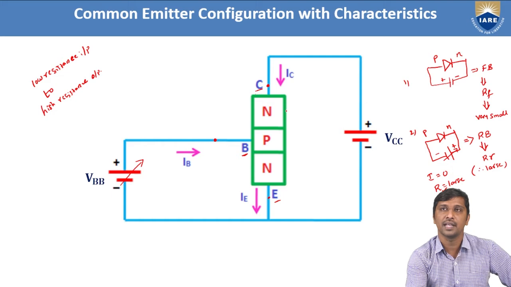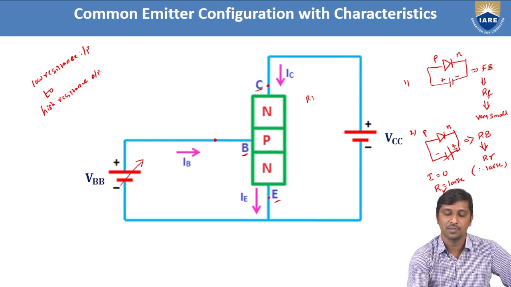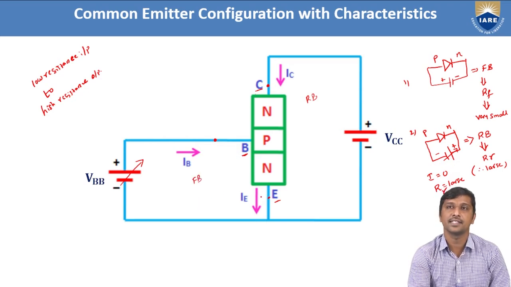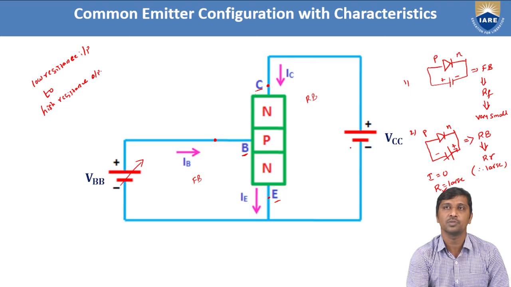Then this output side offers a large reverse resistance. Due to that, again, the junction on the output side becomes reverse biased, and the input side we made forward biased, to satisfy the transistor principle. So based on this forward biasing at the input side and reverse bias at the output side, a transistor transfers the signal from the low resistance input circuit to the high resistance output circuit.